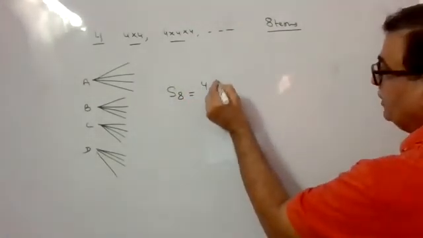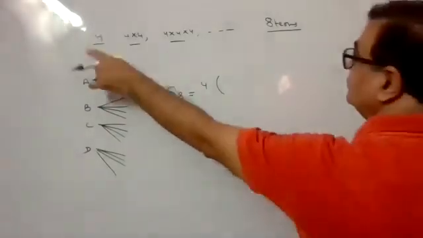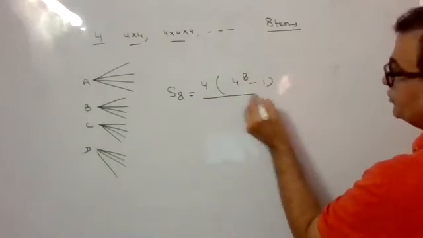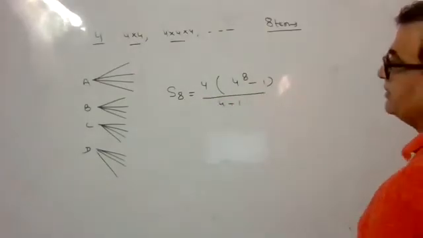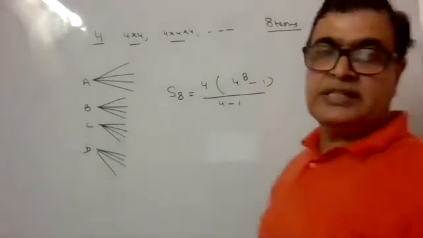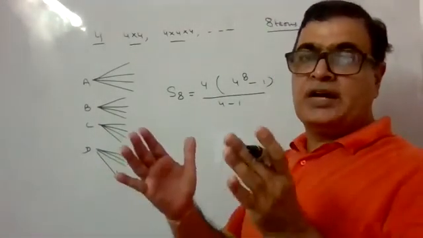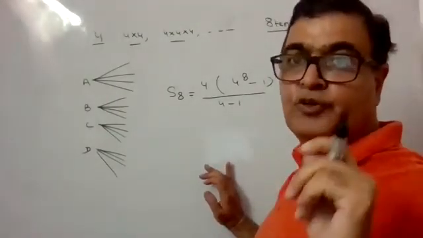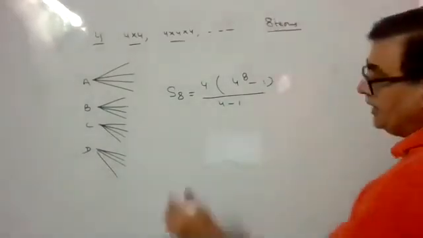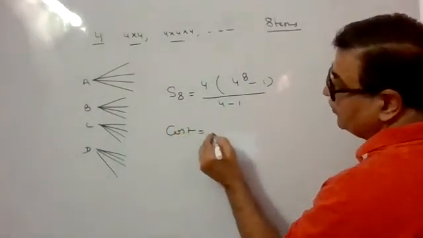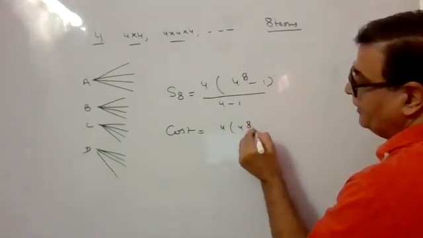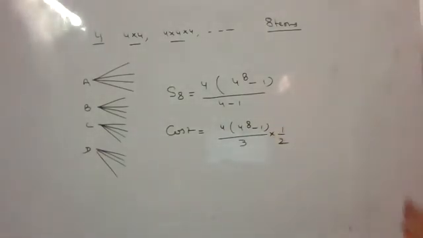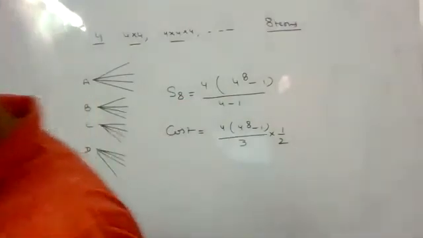A will be 4. What is the common ratio? 4. Just check here: 4 power 8 minus 1 divided by 4 minus 1. This is the number of letters which are mailed. Now the question says that the cost of each mail is 50 paisa, means half a rupee. So the cost will come to 4 into 4 power 8 minus 1 by 3 into half. You can solve it and get the amount.